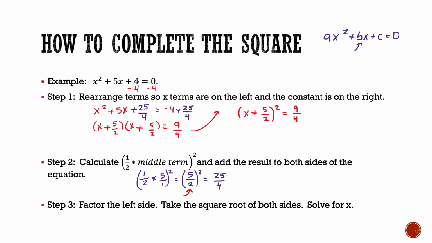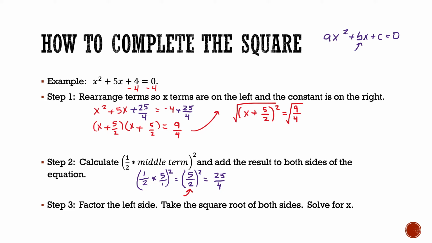All right, so step 3, we factored the left-hand side. The next step is to take the square root of both sides of the equation. And that's going to allow me to get in here and solve for x. So I'm going to take the square root of this side.